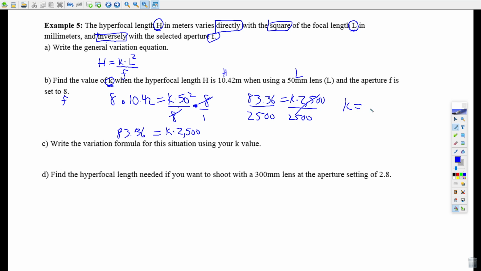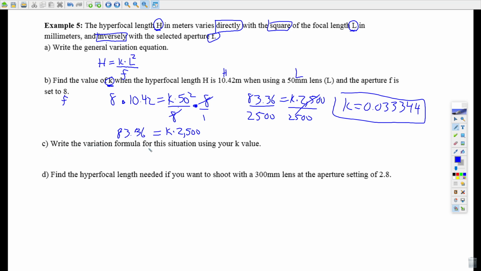It's going to be a decimal. Looks like it'll be 0.033344. I think we might as well just round this. Let's just do 0.03, and do I round it up or down? I guess that's fine. We'll do 0.033 maybe. It's a long decimal.